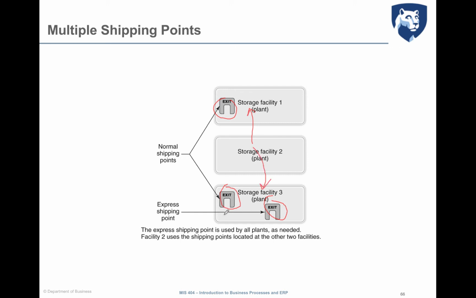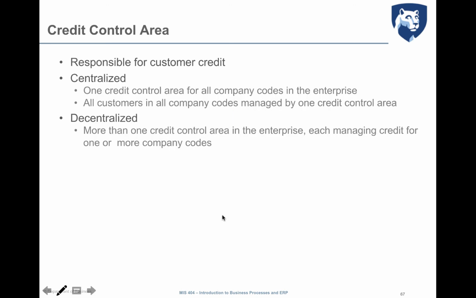In particular, in storage facility number 3, one of the shipping points handles normal deliveries, this one, and the other one is targeted to manage express deliveries, or deliveries that require special handling, because maybe in this shipping point there is some special equipment that helps to manage express or special handling deliveries.